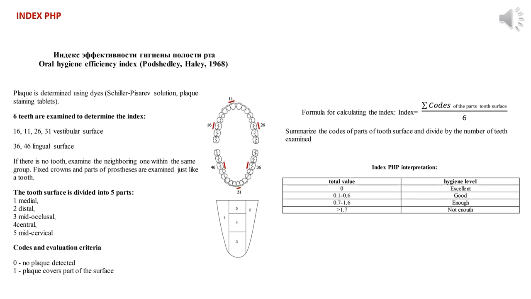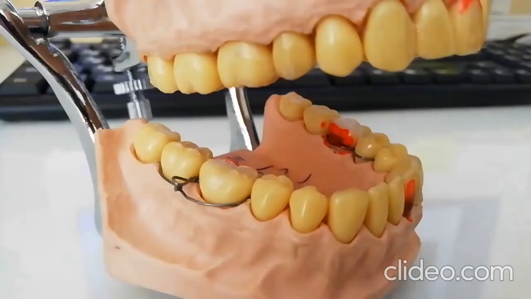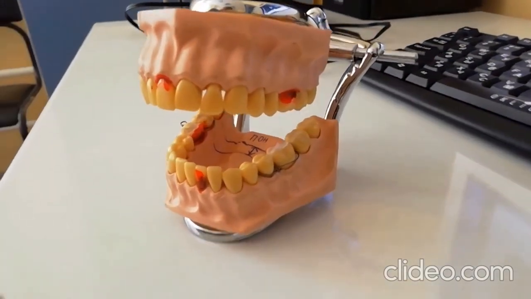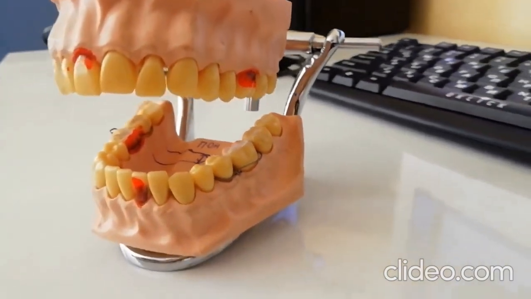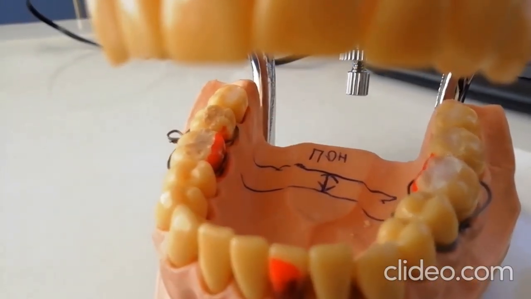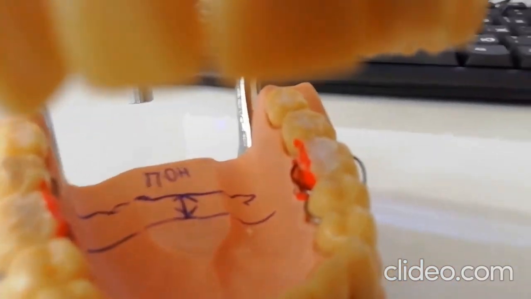PHP index. It is an index of the effectiveness of oral hygiene. To calculate it, it is also necessary to stain the teeth, the same as in the OHIS index. For staining the teeth, we can use coloring tablets or solutions: Schiller-Pisarev, erythrosine, fuchsin, or aqueous solution of iodine. The same as in the OHIS index, we stain 6 teeth for this index, 4 from the vestibular surface, 1.6, 1.1, 2.6, 3.1, and 2 teeth from the lingual surface, 3.6 and 4.6.